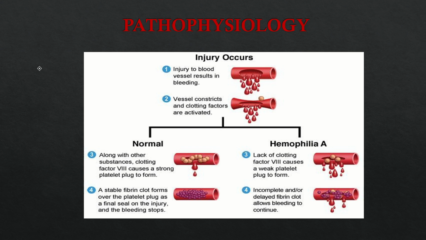Pathophysiology. When injury occurs at a damaged area, injury to the blood vessels results in bleeding, the vessel constricts and clotting factors are activated. In the case of a normal patient, fibrin along with factor 8 causes a strong platelet plug to form, and stable fibrin clots form over the platelet plug as a final seal on the injury and the bleeding stops. In the case of a hemophilia A patient, lack of clotting factor 8 causes a weak platelet plug to form. Incomplete and or delayed fibrin clot allows bleeding to continue.